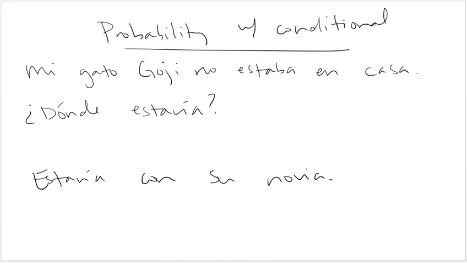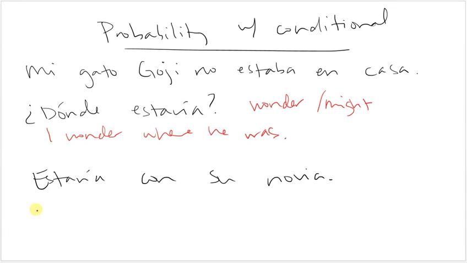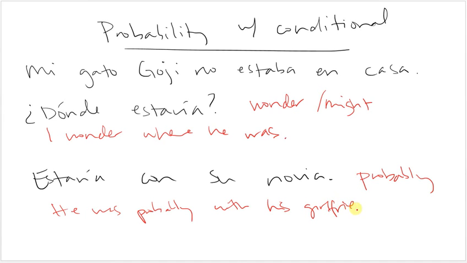Another thing that you can do with a conditional is you can talk about probability in the past tense. So, for example, mi gato Goji no estaba en casa. So my cat Goji was not at home. I can use the conditional to say, I wonder or might. So, dónde estaría literally means where would he be, which is something really formal that we used to say in English that we don't say anymore. But what I'm actually saying is, I wonder where he was, or where might he have been. So if you're asking a question with the conditional tense, you can be talking about probability in the past. Estaría con su novia. This will mean probably. So he was probably with his girlfriend because he is a good looking cat.